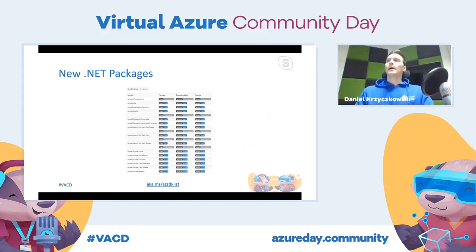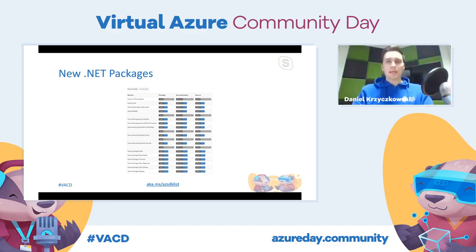And as you can see, there are four columns. We have the service name, like for instance, Azure Identity or Azure Core. We have a package column, documentation, and source. So we can go directly to the NuGet and see the package available for download. We can see the documentation related with the single package, and also we can see the source code on GitHub.